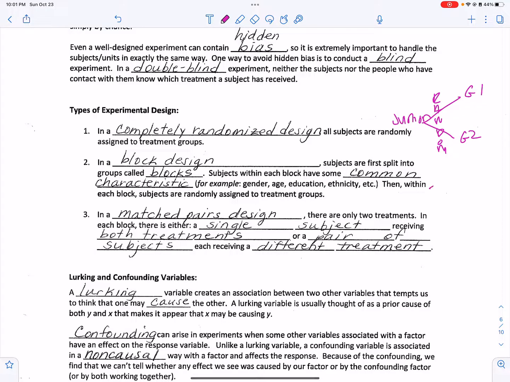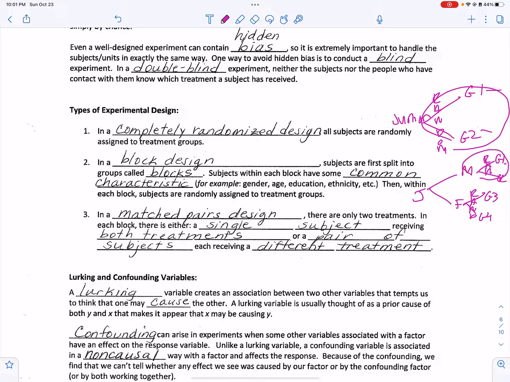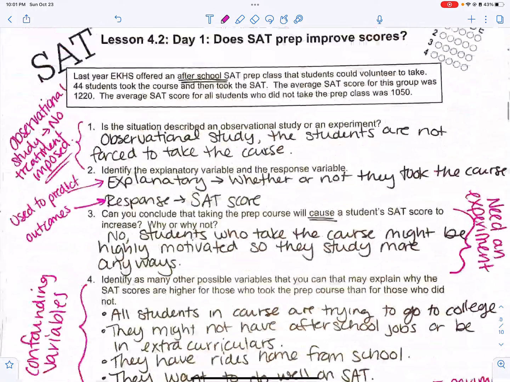A block design is where, let's say I have juniors, and I put males here and females here. And then I randomly put them in group 1, group 2, and group 3 and group 4. Sorry, this is messy. Here, group 1 and group 2 would both receive just like we did in this experiment, so this would look the same as this and this. Let's go back really quickly and look at our junior experiment.